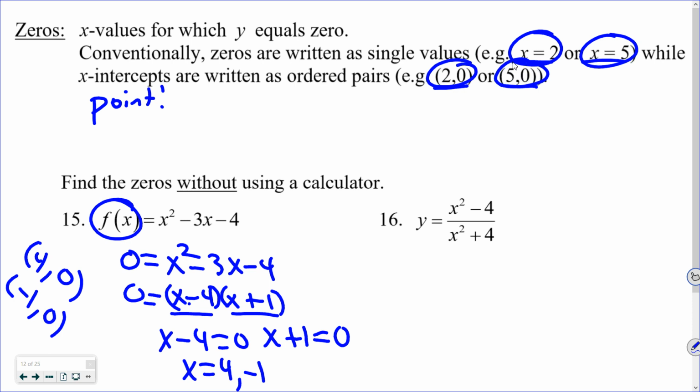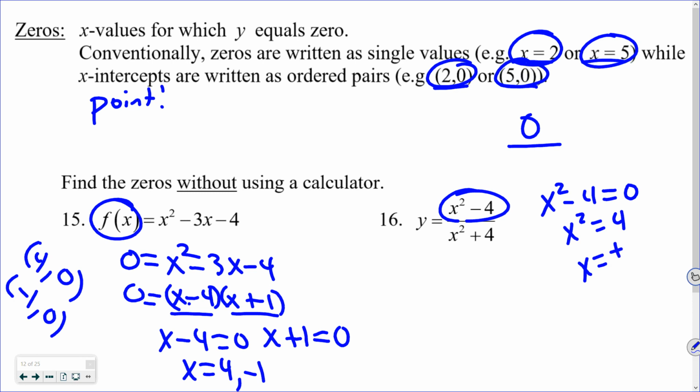Okay, this one's a little kind of tricky. x squared minus 4 over x squared plus 4. I want to find out when that equals 0. Think about a fraction. If I have a fraction and I want it to equal 0, it will only equal 0 if the top equals 0. So I don't have to worry about the whole thing. All I have to worry about is the x squared minus 4. So I want to find out when x squared minus 4 equals 0. So let's solve that. You add the 4 over. x squared equals 4. You take the square root of both sides. So my two zeros would be a +2 and a -2.